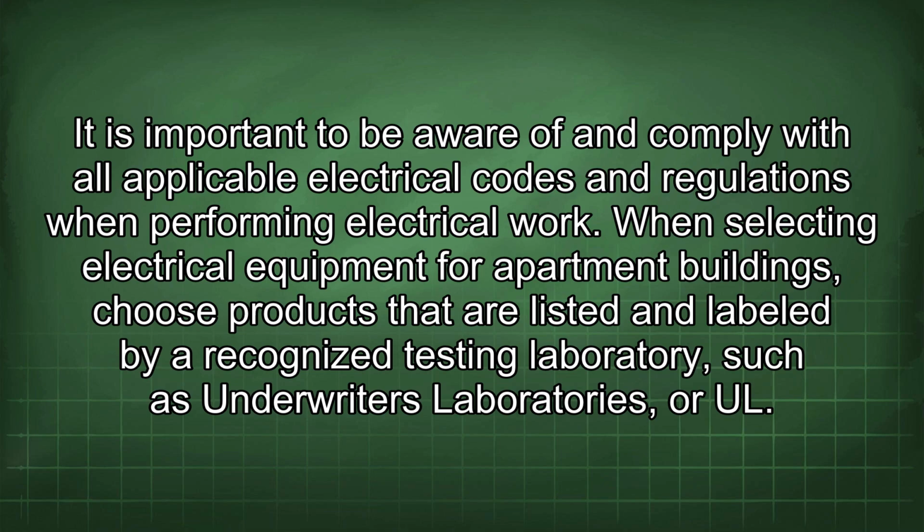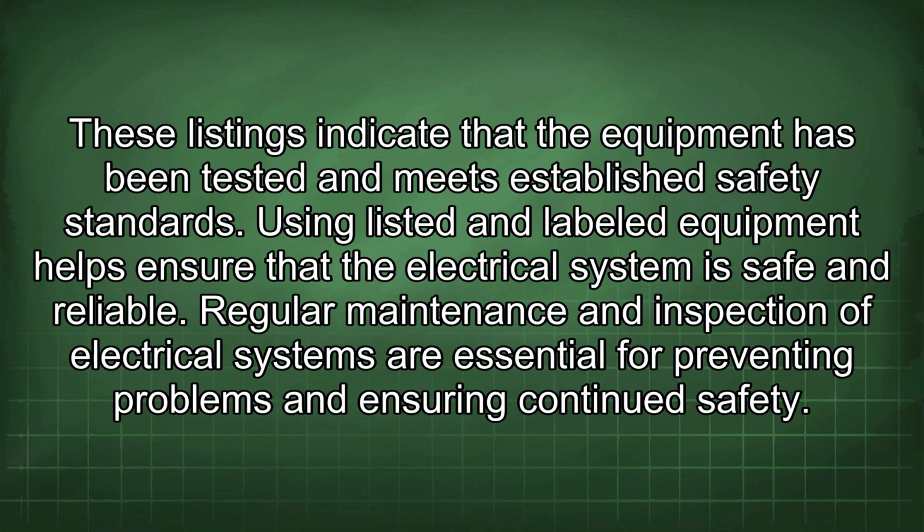When selecting electrical equipment for apartment buildings, choose products that are listed and labeled by a recognized testing laboratory, such as Underwriters Laboratories, or UL. These listings indicate that the equipment has been tested and meets established safety standards. Using listed and labeled equipment helps ensure that the electrical system is safe and reliable.